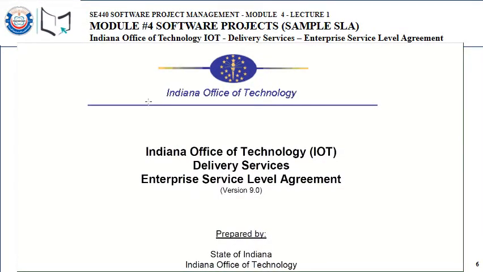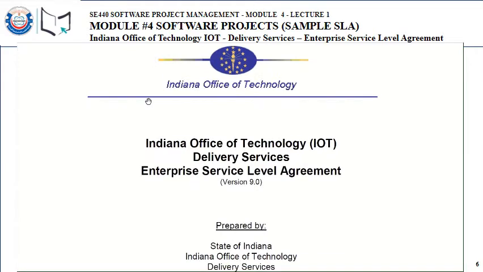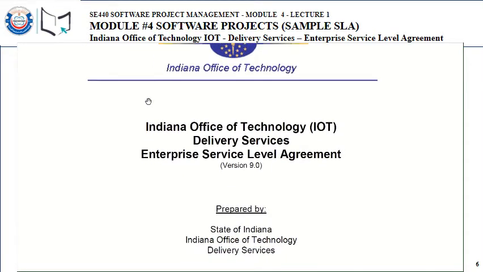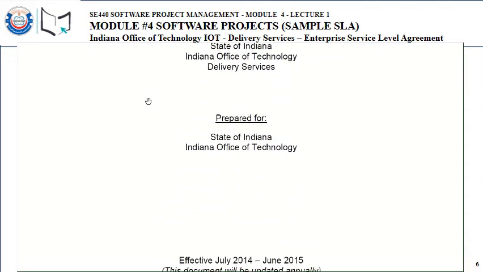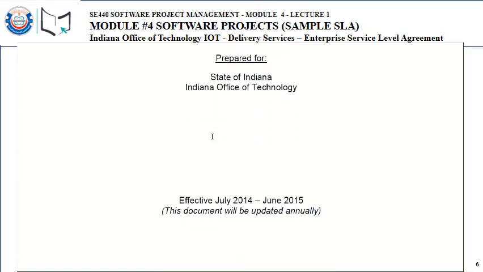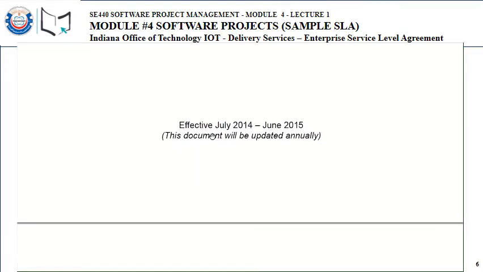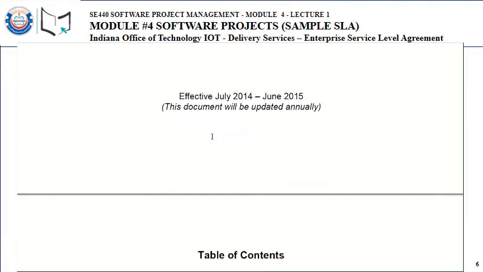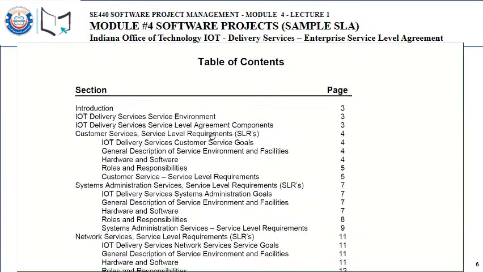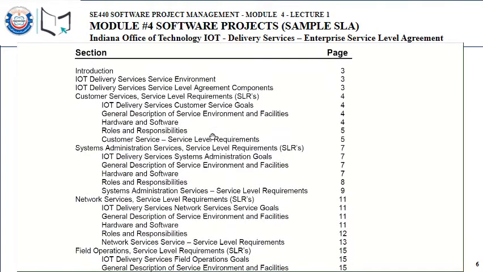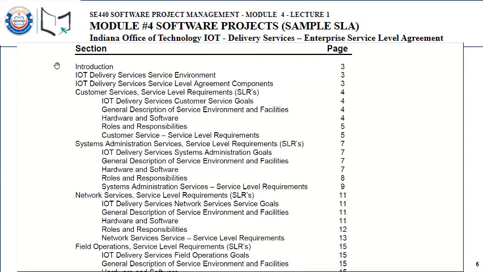Well, here's the sample SLA that we have in hand. It's from the Indiana Office of Technology from the state of Indiana. It's dated July 2014 through June 2015. Now, here's the table of contents. What is included in such an SLA or such a document?